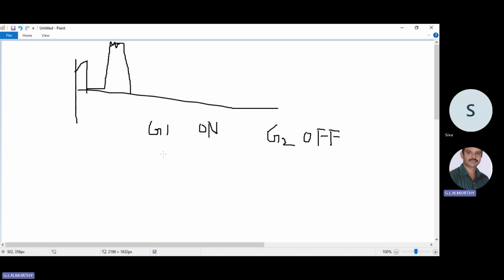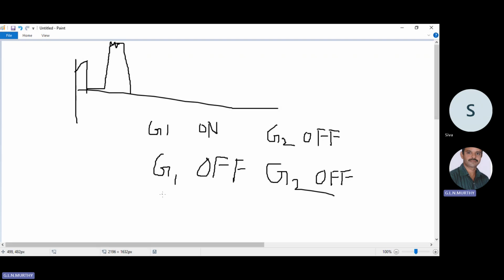Then the second case: sample and hold. Our objective is to maintain the amplitude constant. Remember, in natural sampling the amplitude is changing, so it is easily affected by noise. We don't want that. We want the amplitude to be constant. That is why it is named flat top sampling. So second condition: G1 off, G2 off. Both the switches are off, meaning open. Whatever voltage the capacitor was previously holding is maintained. That is sample and hold.